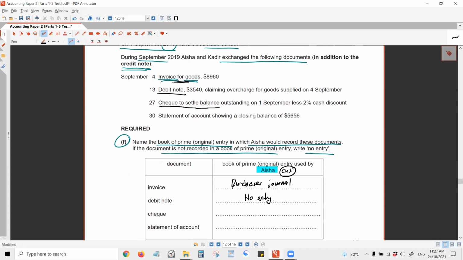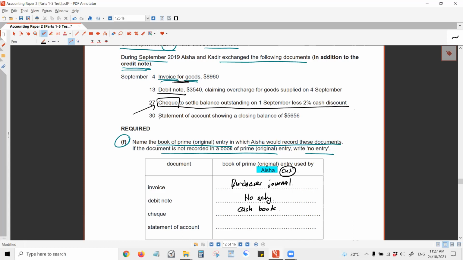Cheque to settle balance outstanding on 1st September less 2% cash discount. It's about payment here. We don't have to mention the document. The book of prime entry is the cash book. We use cash book to record payment. Whenever you receive money or make payment, you record into the cash book. We have to record cheque. This is something that many students forget because it seldom comes up in the exam, so take note. Because the cheque is evidence of payment.